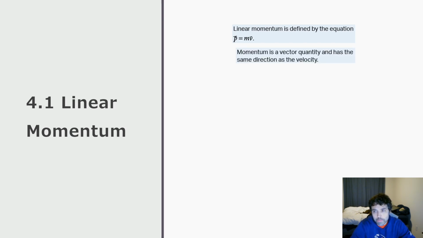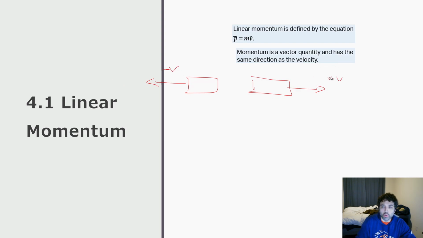Momentum is a vector quantity. It has the same direction as the velocity, so it's very important to always consider the direction of momentum. As in our lab this week, we talked about how when we had two objects moving away from each other, like these carts, one to the right and one to the left, we would say this one has a negative velocity, this one has a positive velocity. So it's important that we keep that in mind as we're talking about momentum and impulse. Direction is a big deal here.